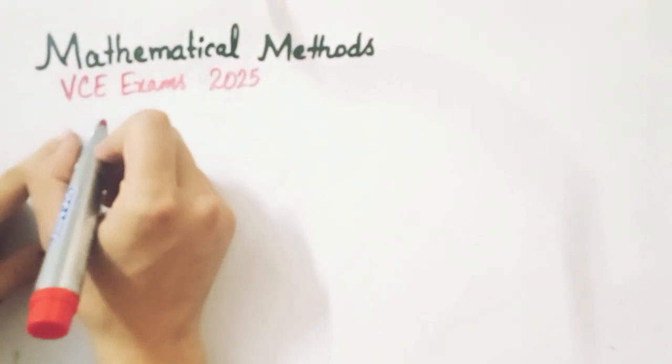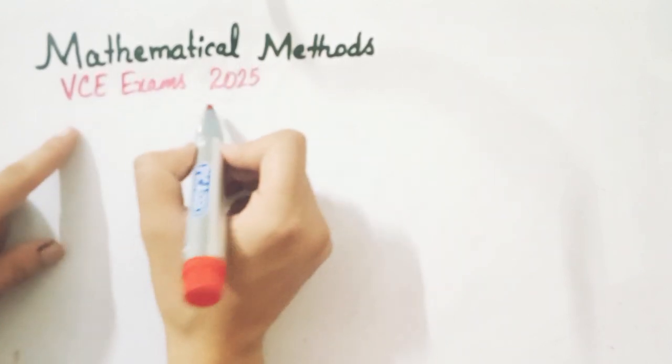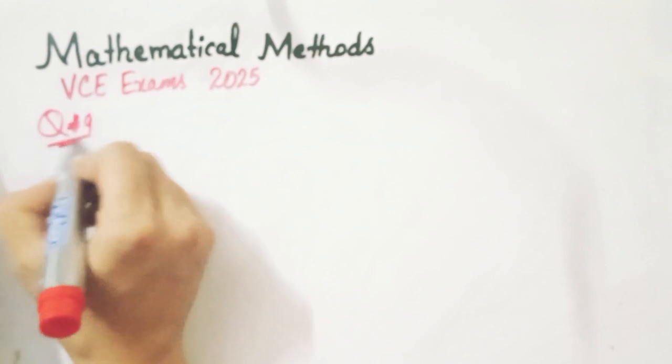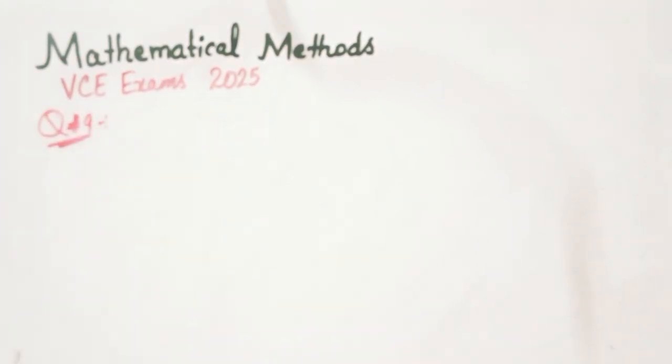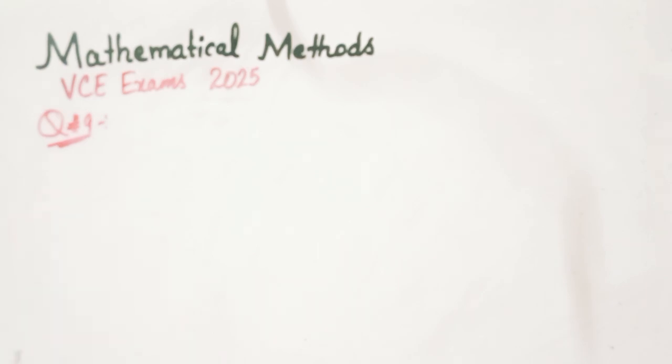In today's video, we will solve VCE exams Mathematical Methods question number 9. In the previous video, we solved the remaining questions from question number 1 to 8. You can find them in the playlist on Math Solver 1117. In today's video, we will solve the last question of this paper, that is question number 9.